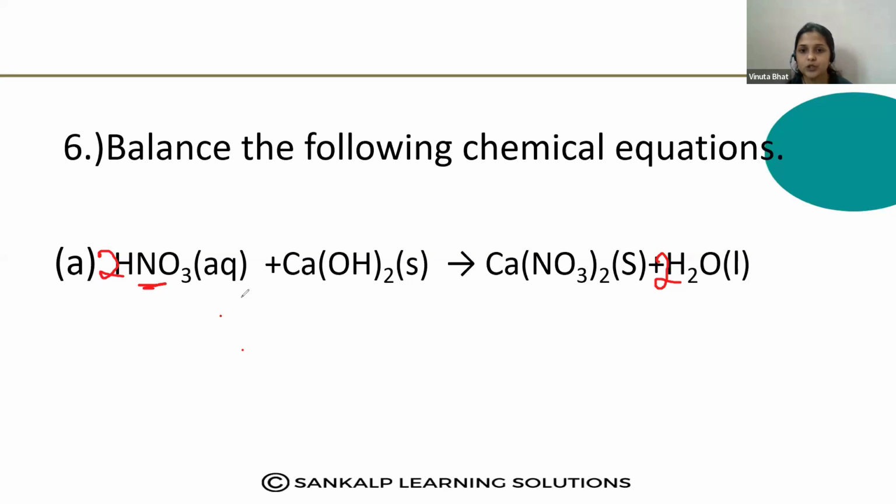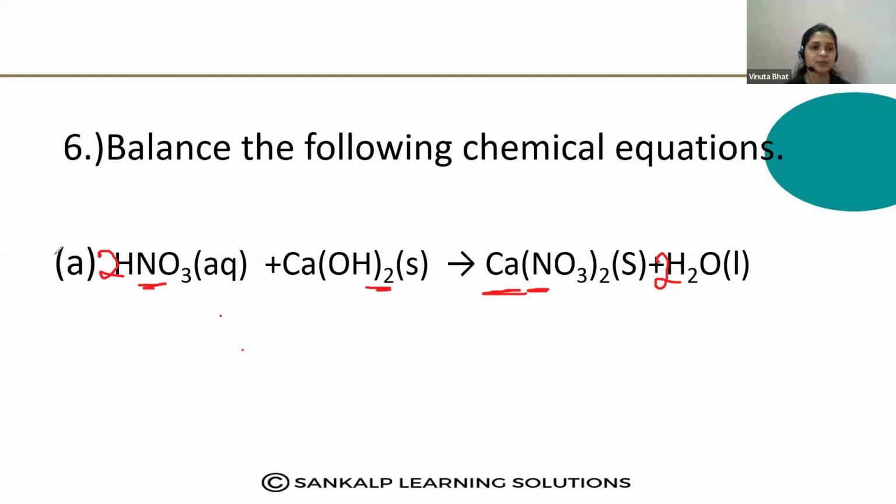Look at nitrogen. Nitrogen 2 here. Here also 2. And hydrogen here 2. And here also hydrogen. Here 2 plus 2, 4. Here there is 2, so 4. And here also 4. Then calcium is also balanced.